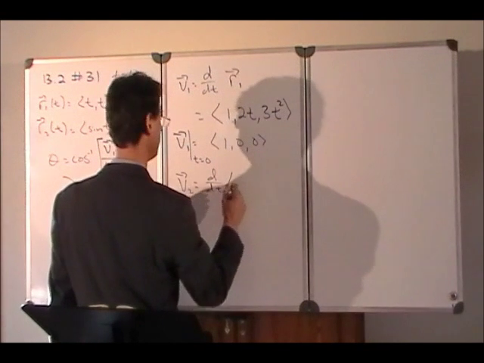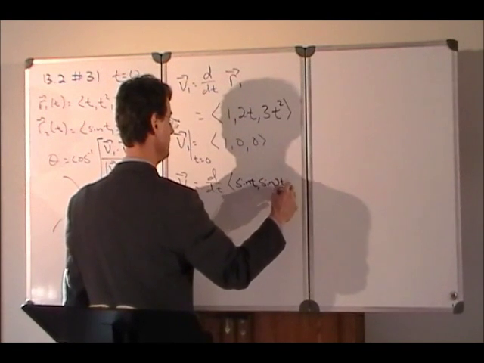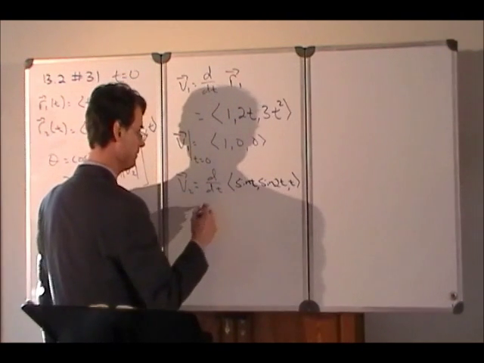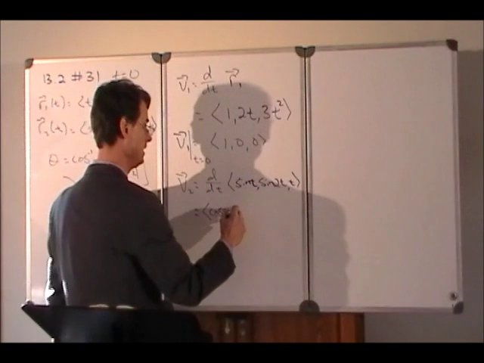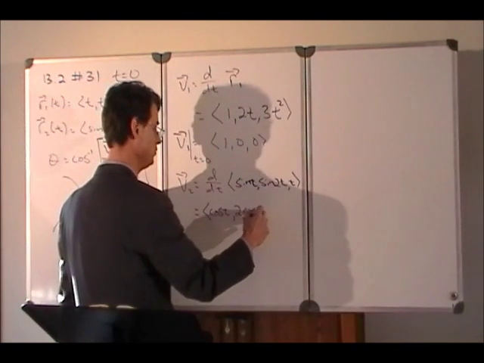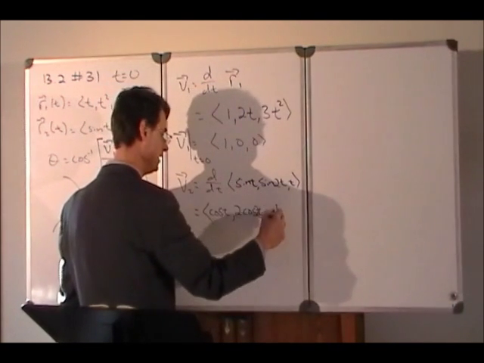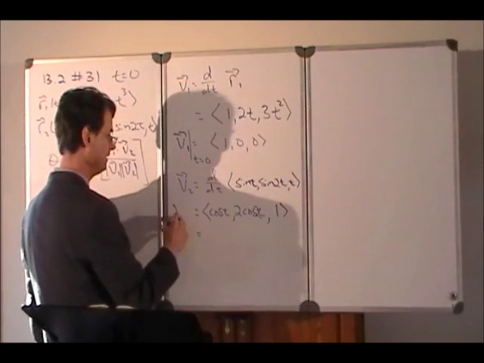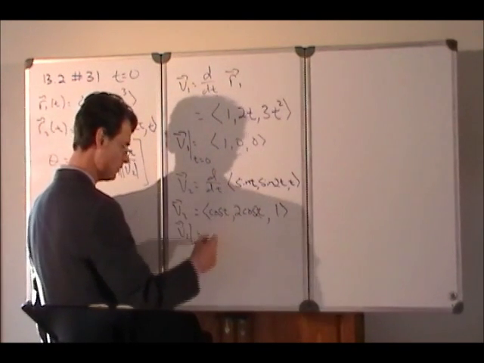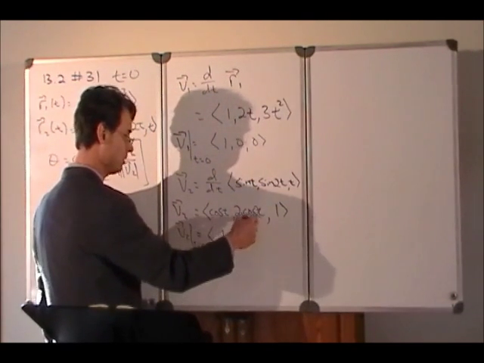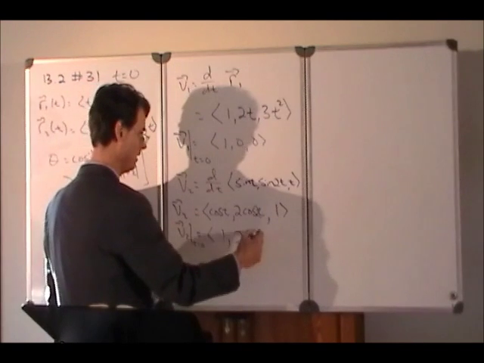So taking the derivative of (sine t, sine 2t, t), we get, well, the derivative of sine is cosine. The derivative of sine 2t is 2 cosine 2t, remembering that the 2 pops out because of the chain rule, and then the derivative of t is 1. Now evaluating it at t equals 0, cosine of 0 is 1, cosine of 2 times 0 is still 1, but times 2 is 2, and then 1.